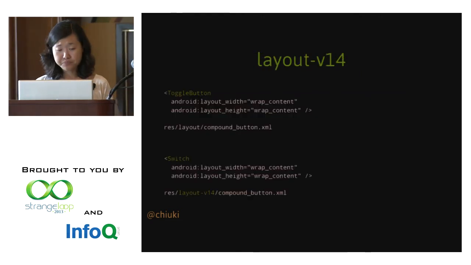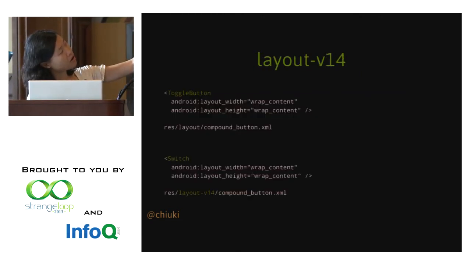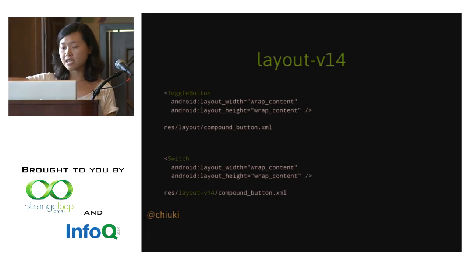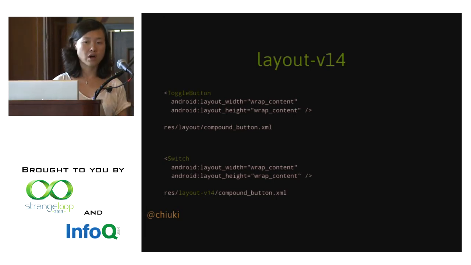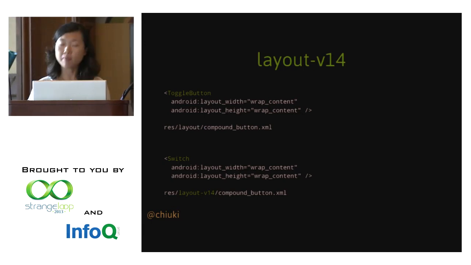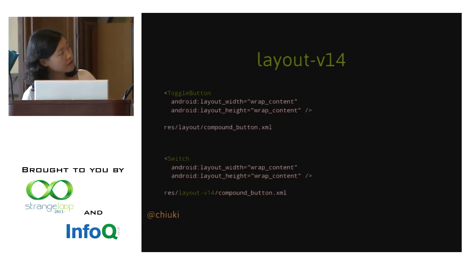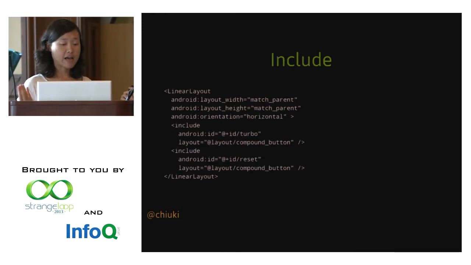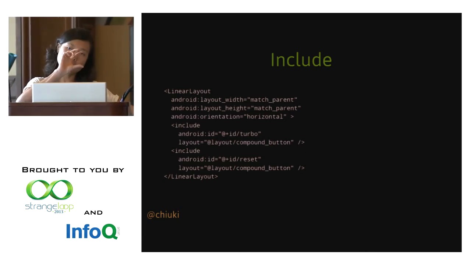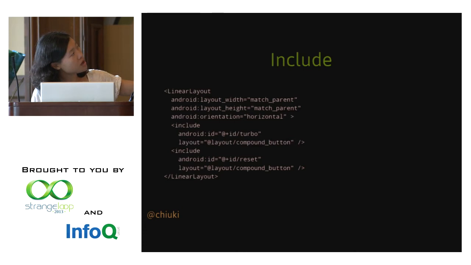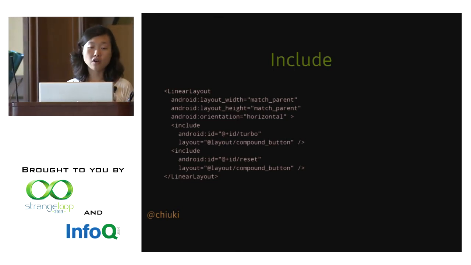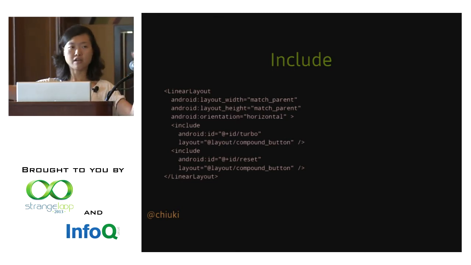What you can do is put this XML called compound button in your layout folder. A layout without any of those different declaration parameters means the default layout. So by default, load the toggle button, which is available on all platforms. But if you are running version 14 or above, go ahead and load the switch. Then, when you have a layout where you want to use either the toggle button or the switch, you can just say include the compound button. You can do it multiple times, as many compound buttons as you have, and the system will know, oh, OK, I'm running on Ice Cream Sandwich.